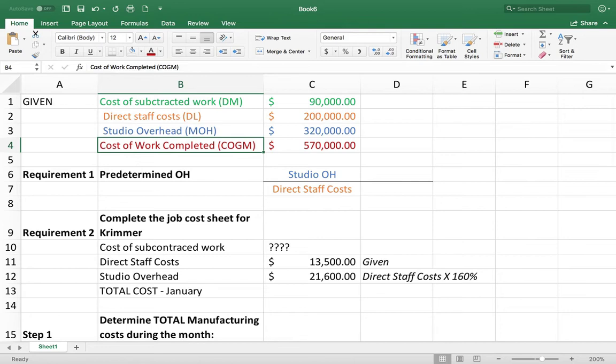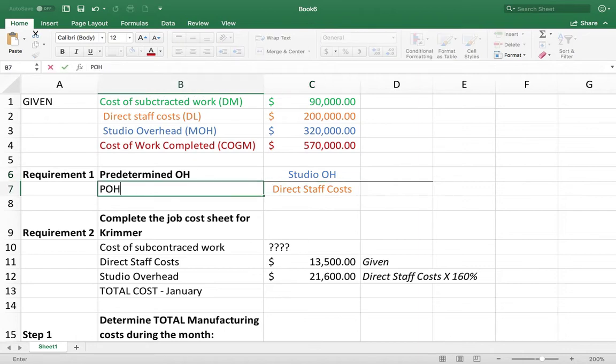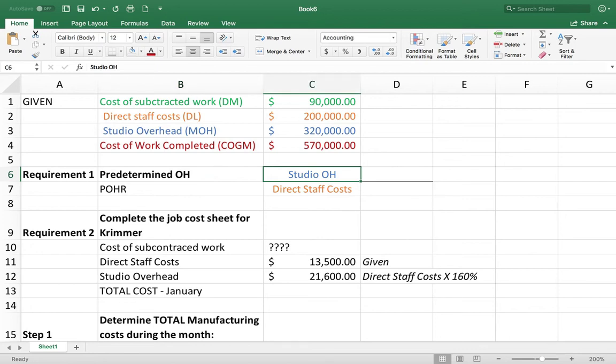So requirement one asked us to figure out the predetermined overhead rate. I also call this POHR, in case you ever see my shortcuts. So this would just be the studio overhead. You can see I did a little color coordination for you here. Here's my studio overhead, and because the activity base or the cost driver is the direct staff cost, they told us that. There's the $200,000.